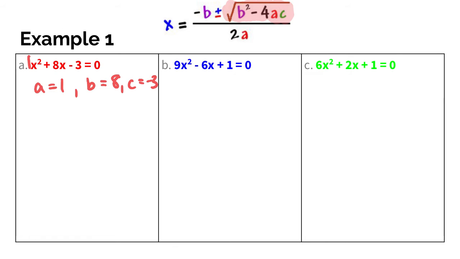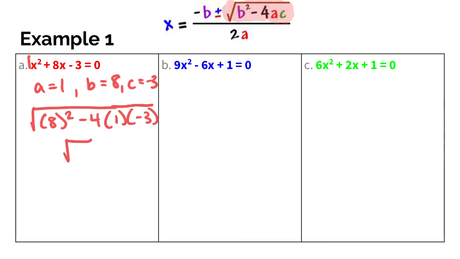Based on these three values, it's going to tell us how many solutions we're going to have. What I'm going to do is take these three values and plug them in. So it says b squared. b is going to be 8, so I'm going to take 8 and square it, minus 4AC. That means I'm going to take 4 and multiply it by a and c. So I'm multiplying all three of these things together: 4 times 1 times negative 3. I'm going to simplify this, and what I'm going to get is 76. So that would simplify down to the square root of 76.